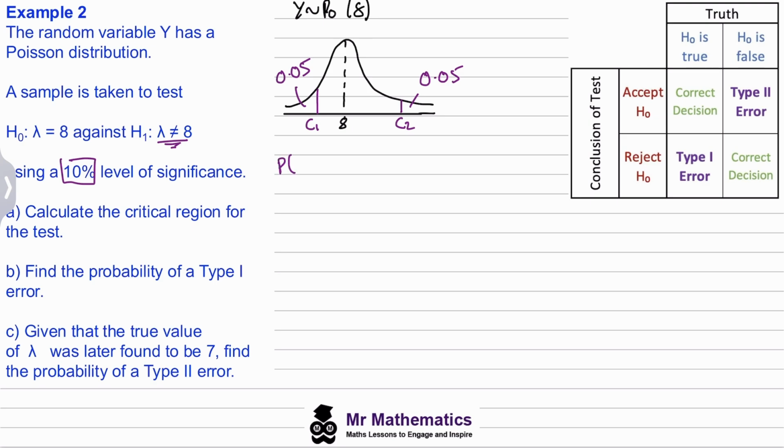So we need the probability of Y being less than or equal to C1 to be less than 5%, and the probability of Y being greater than or equal to C2 to be, again, less than 5%. So we can work this out from our tables.